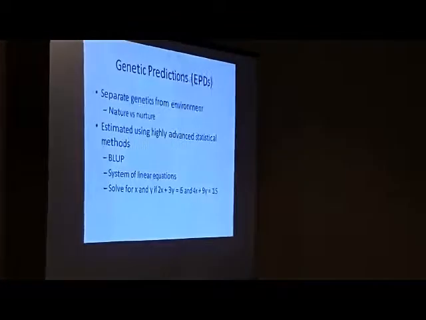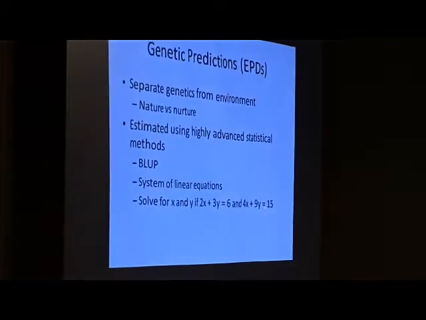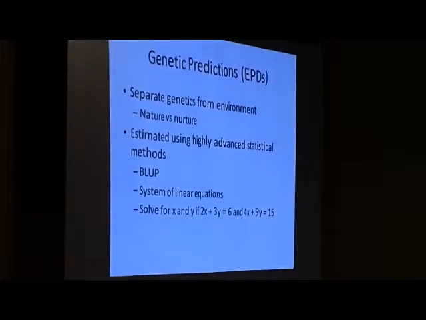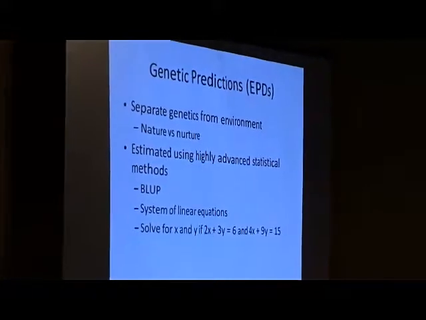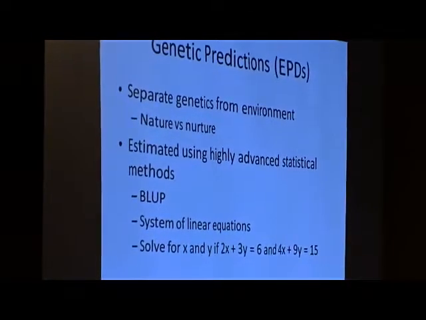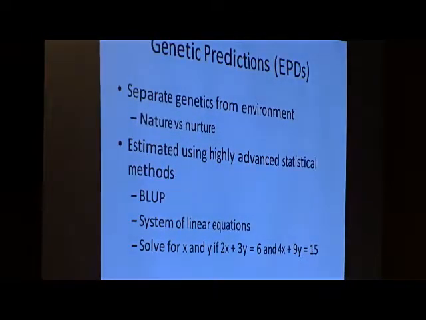The BLUP is a system of linear equations. And if you remember your high school algebra, how many of you remember these problems? On the bottom here: solve for x and y if 2x plus 3y equals 6, 4x plus 9y equals 15. How many of you remember doing those? Okay, you didn't like them, did you? Yeah, I didn't think so. And so we're doing this essentially when we compute EPDs.